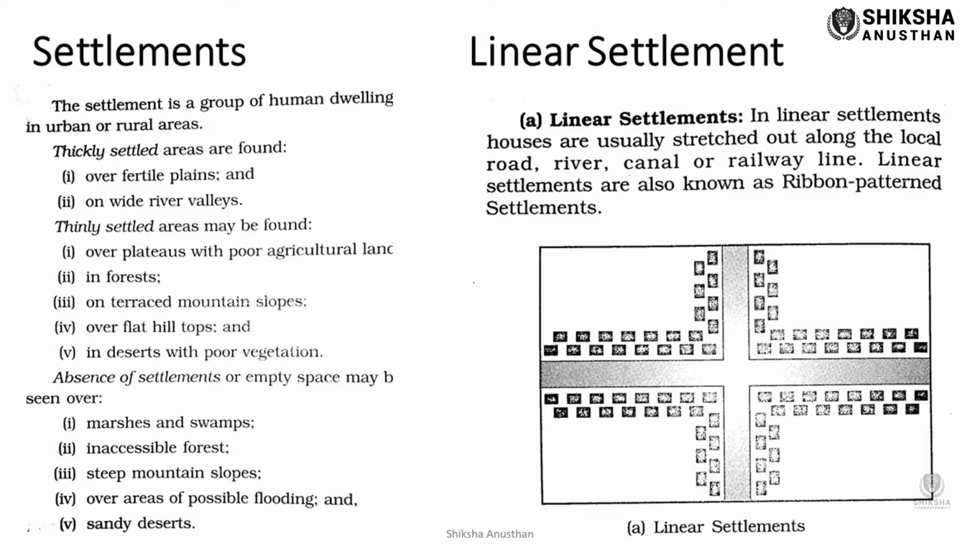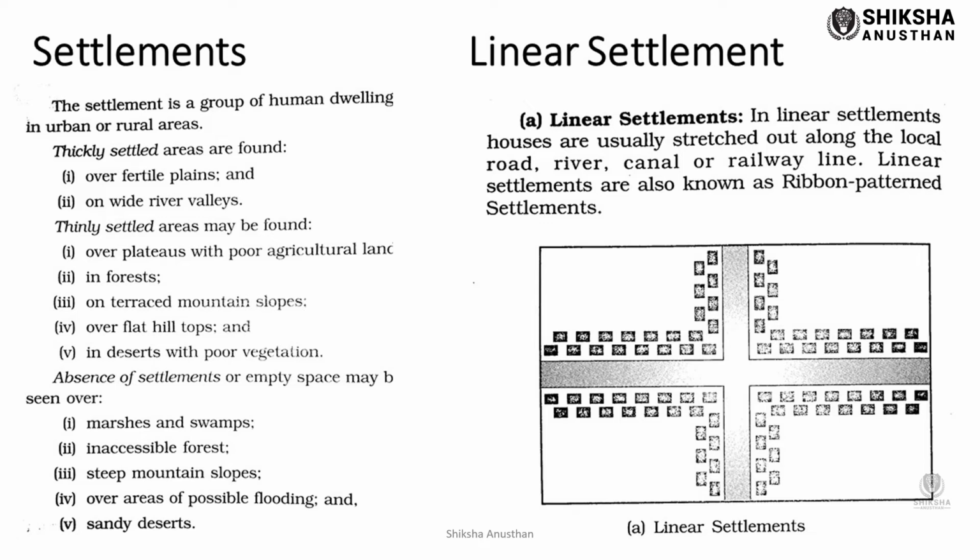Okay, now settlements. A settlement is a group of human dwellings in urban or rural areas. Thickly settled areas are found over fertile plains and wide river valleys. Thinly settled areas are found over plateaus with poor agricultural land, in forests, on terraced mountains, over flat hilltops, and in deserts with poor vegetation. Absence of settlements or empty spaces may be seen over marshes, swamps, inaccessible forests, steep mountain slopes, areas of coastal flooding and sandy deserts.